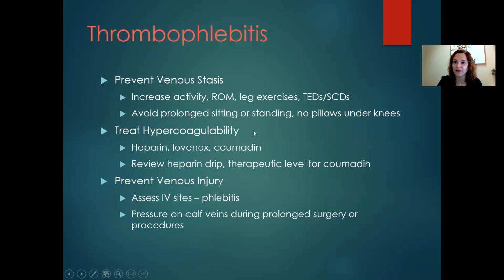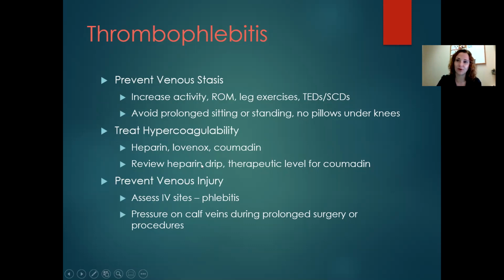Treat hypercoagulability. If they have prolonged immobility or anything like that, along with preventing the stasis, they may be on a heparin, Lovenox, or Coumadin. They may need to be on a heparin drip. Therapeutic level for Coumadin, for their INR, is going to be 2.5 to 3.5, like we mentioned earlier.